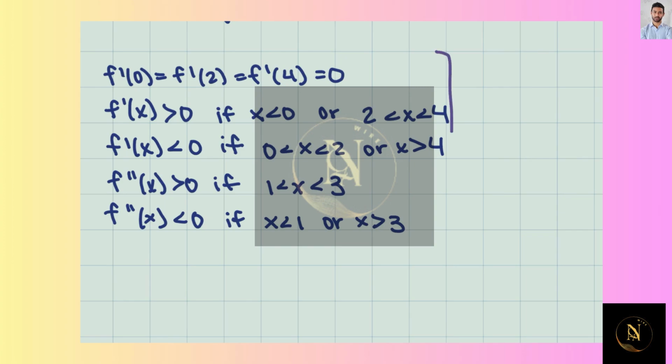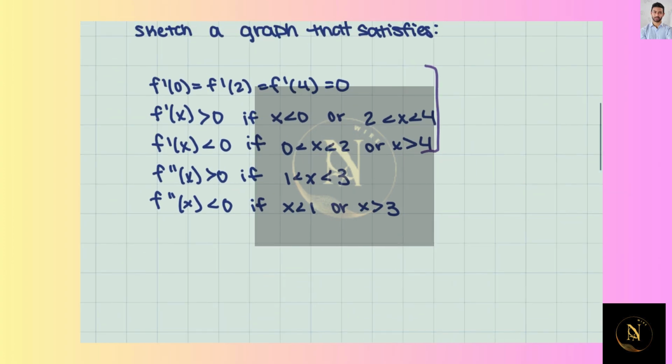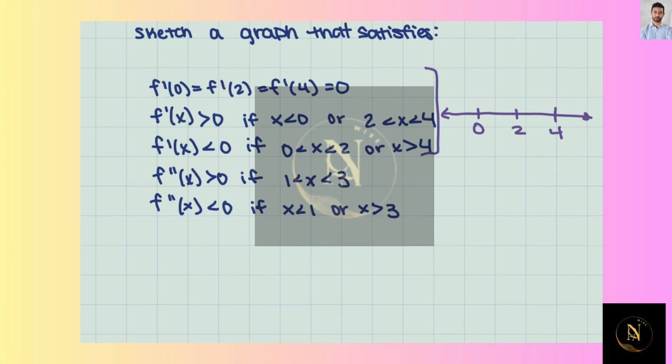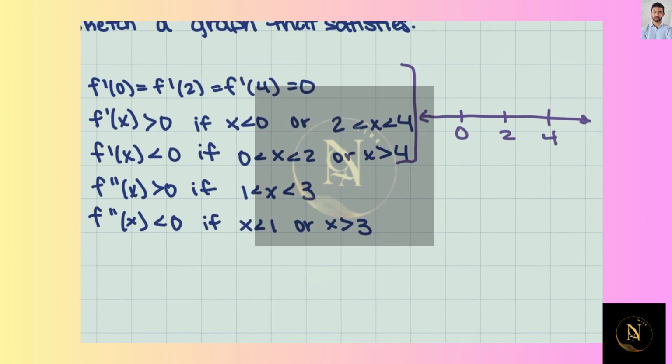Okay, we are given a bunch of information about a function and we want to sketch a graph that satisfies all of this information. The first three pieces of information are about the first derivative, so that has to do with where we see minimums or maximums and where we see it increasing or decreasing. I'm going to sketch out a rough number line here with all the points they give us, so 0, 2, and 4. Those are our critical points where we're either going to have a maximum or minimum.